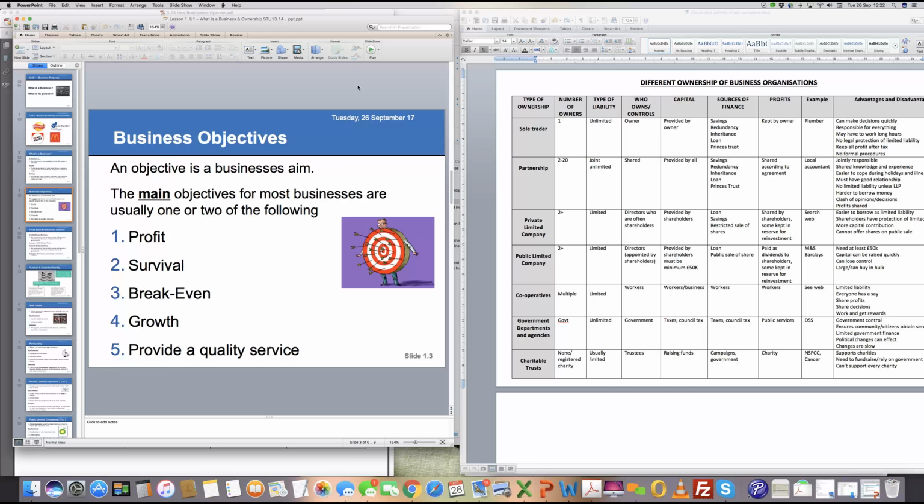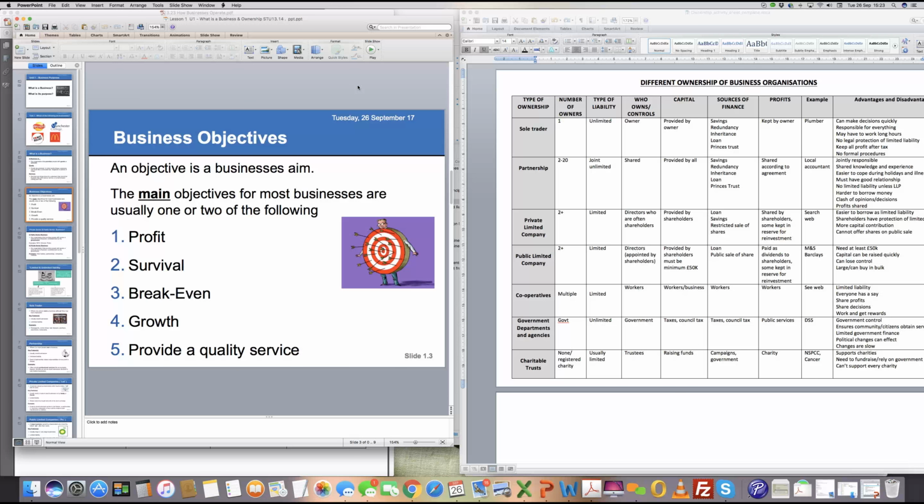There are various other reasons, such as break even, growth, and providing a quality of service. Can you think of a reason why you would open a business with one of its fundamental objectives being growth or break even? Make it grow larger. Yes, what you're saying is correct.